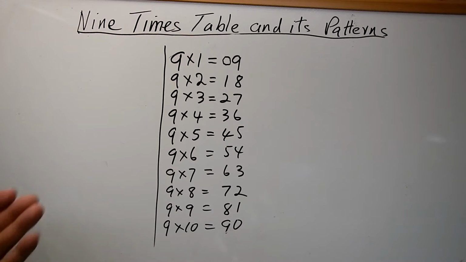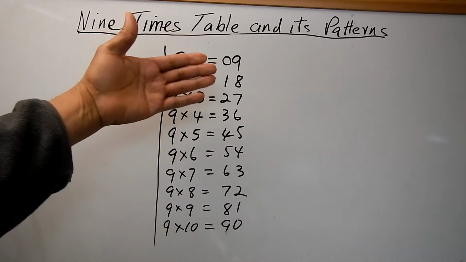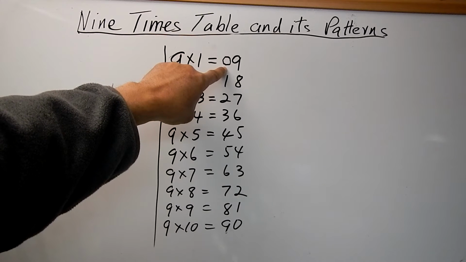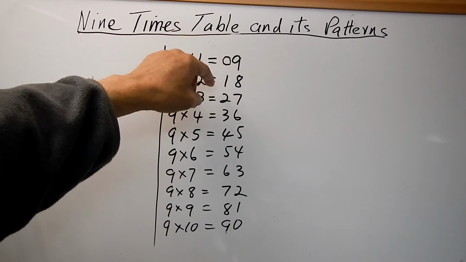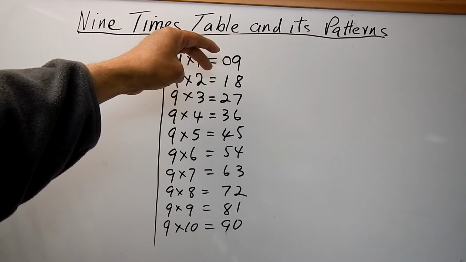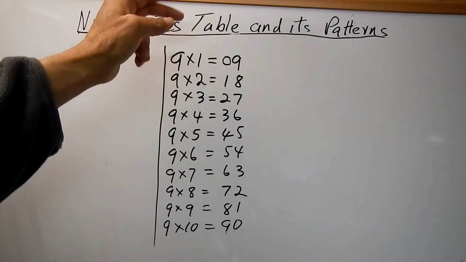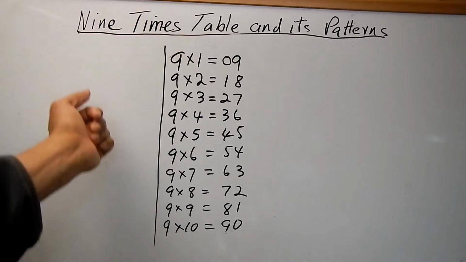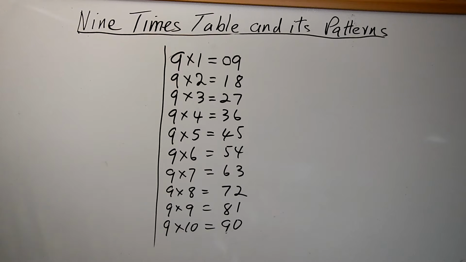We're going to be looking at the patterns in the 9 times table here and discover some of the beauty in this particular multiplication table. Here is the 9 times table. I've made one modification. Instead of 9, I've written this as 09 for the reason that will be evident later. It still has the value of 9. 9 times 1 is still 9. That has not changed the value of the product.